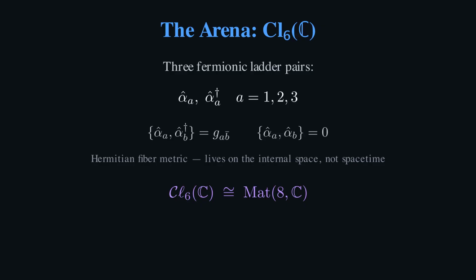As a complex algebra, CL6 of C is isomorphic to 8 by 8 complex matrices, 64 complex dimensions. That's precisely enough for one complete standard model generation together with its dark sector mirror copy.